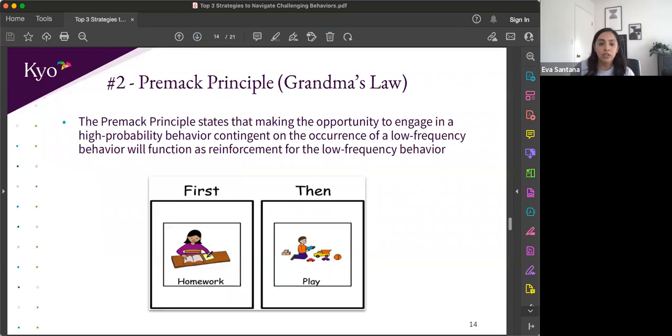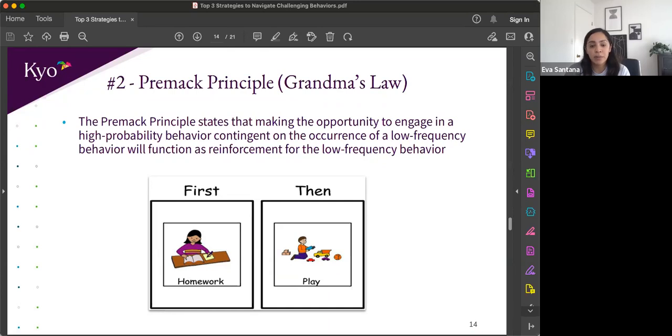Our second strategy is called the PREMAC principle, also known as Grandma's Law. The PREMAC principle states that making the opportunity to engage in a high probability behavior contingent on the low occurrence of a low frequency behavior will function as a reinforcement for that low frequency behavior. That is a mouthful. However, what it means is that we want to be able to reinforce our child or the student for engaging in a more difficult task and give them something fun to play with after.